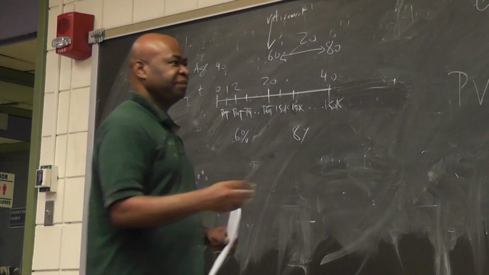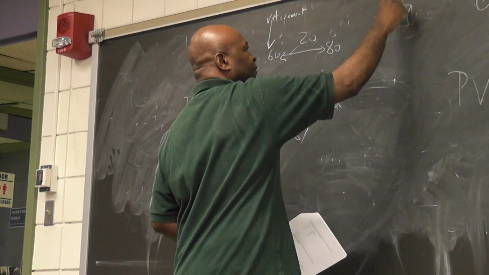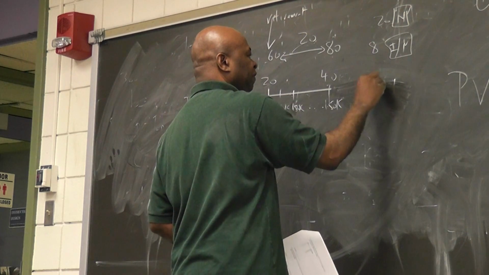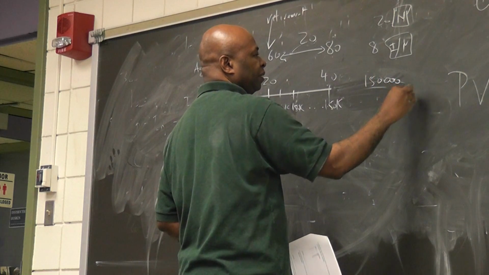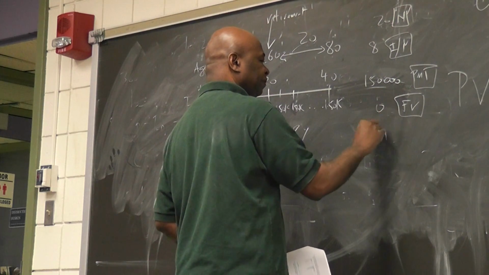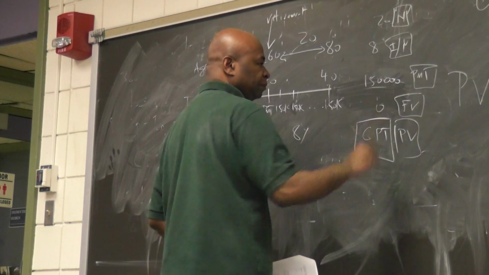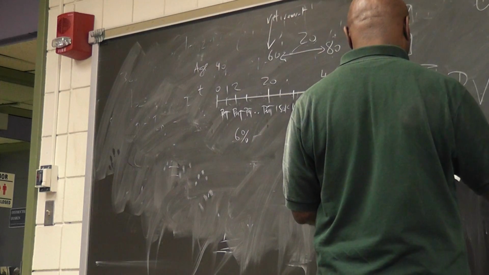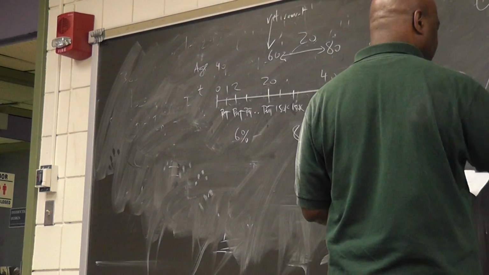So again, what is N? 20 for N. 8 for I. 150,000 for PMT. 0 for future value, and then I compute the present value. And I believe the answer here is 1,472,722, right? So it's 1,472,722.11.